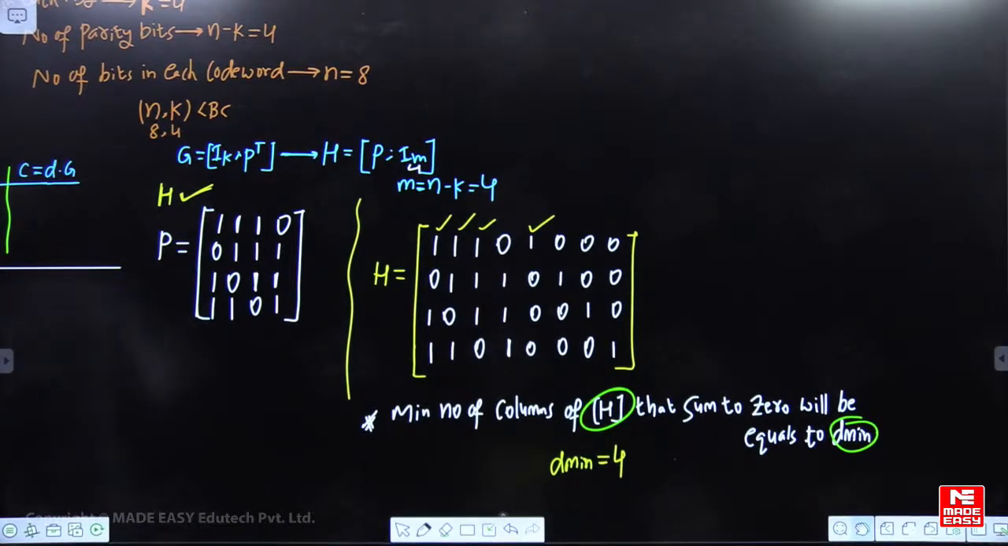Chinmay is asking whether the n minus k plus 1 formula is applicable here. Not applicable. Okay.